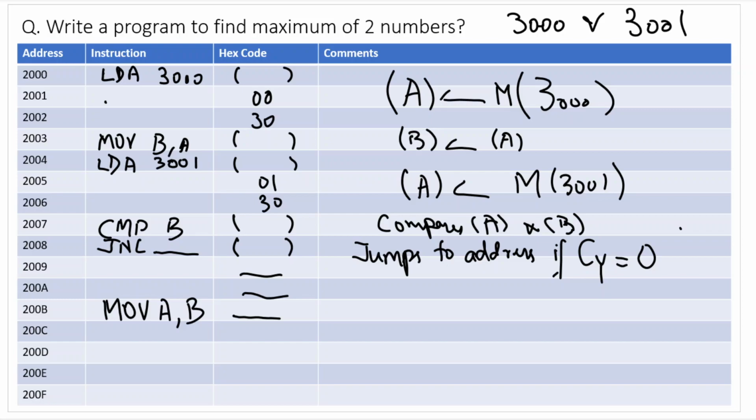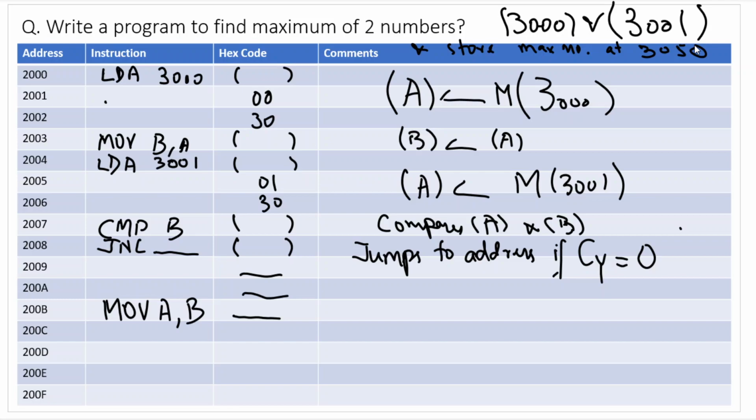So what is our exact question here? We have to write a program to find the maximum of two numbers, and those two numbers were provided at these two memory locations, and store the maximum number at a memory location, say for example 3050. Fine. So whatever is the maximum of these two numbers, I have to store that at 3050.